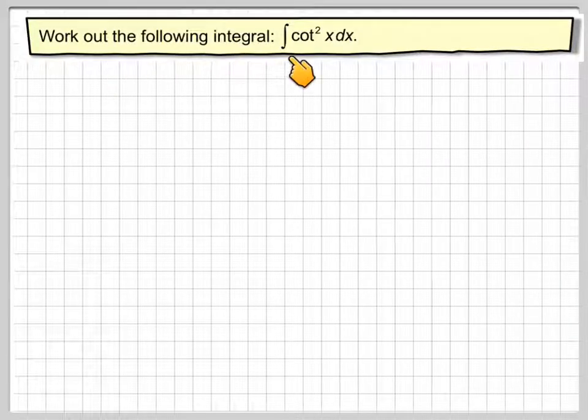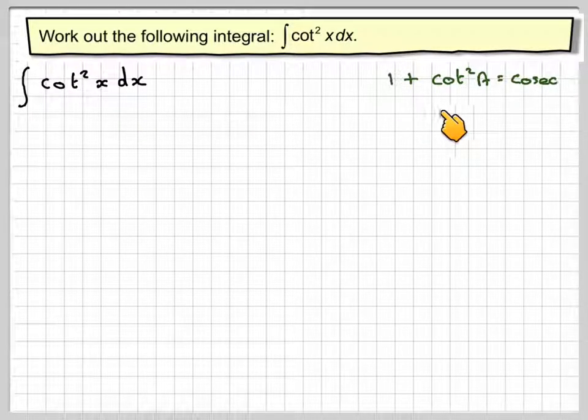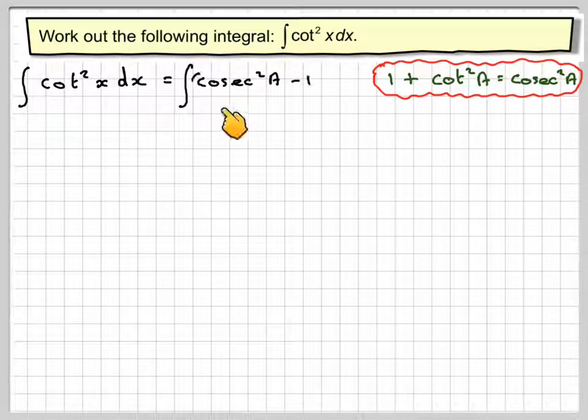Work out the integral of cot squared x dx. So, integral cot squared x dx. First of all, you have to use 1 plus cot squared a is equal to cosec squared a. So if we rewrite this, cot squared a will be cosec squared a minus 1.